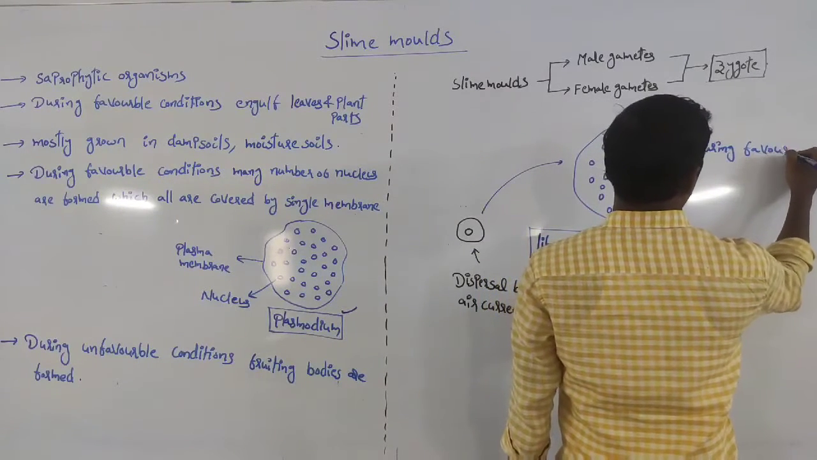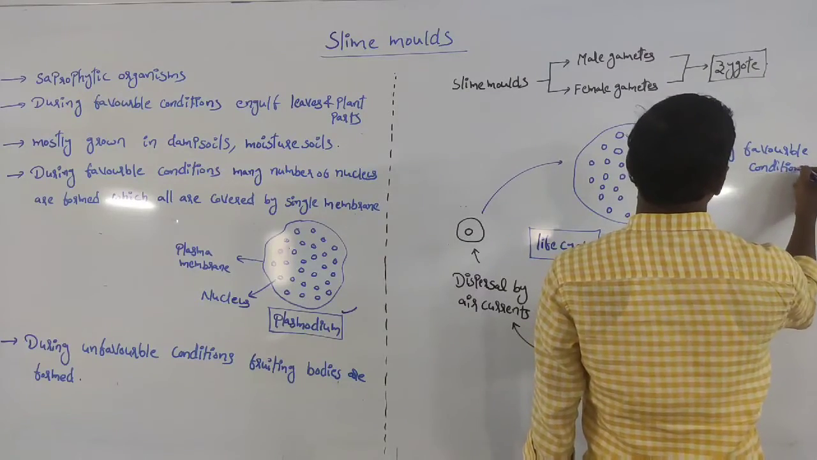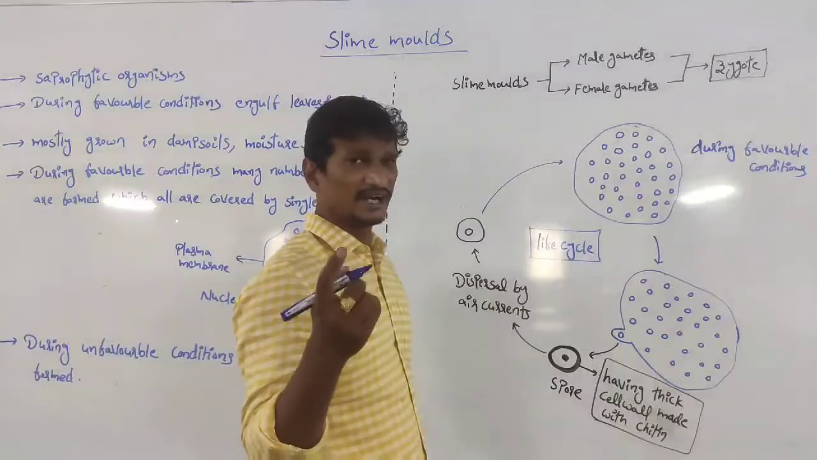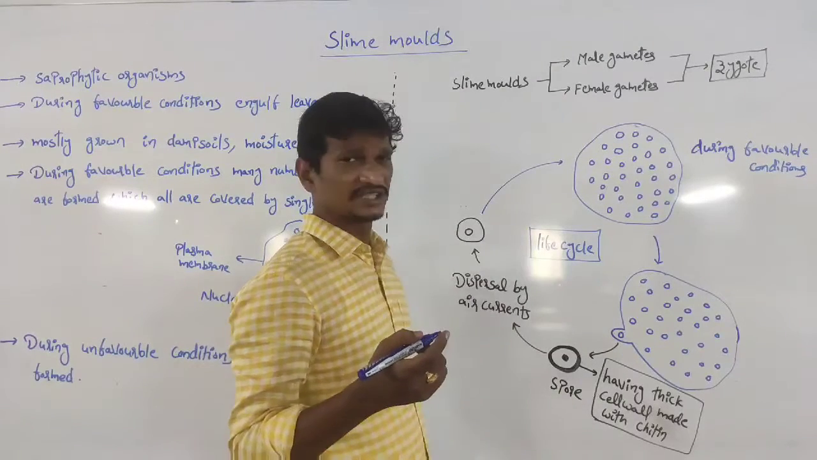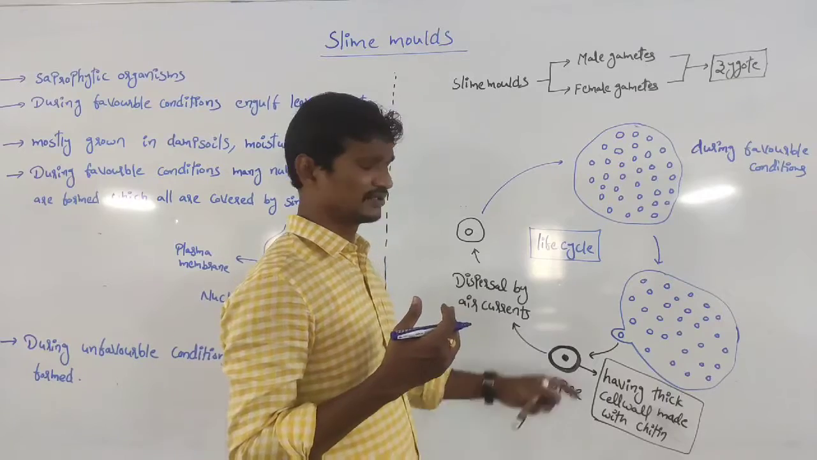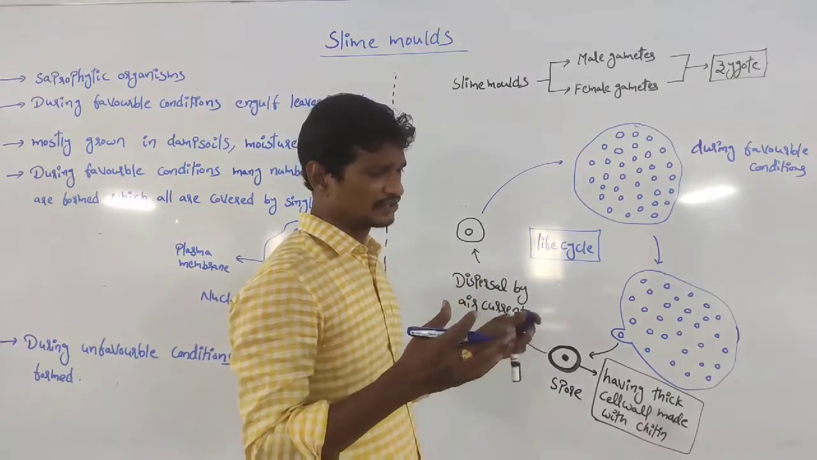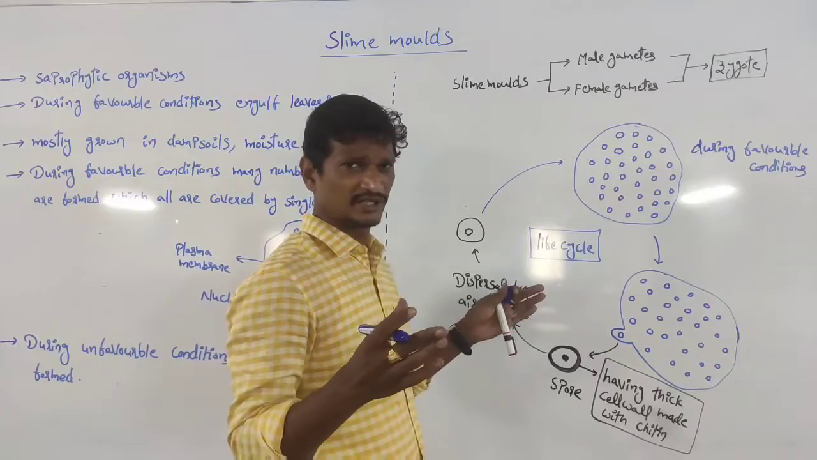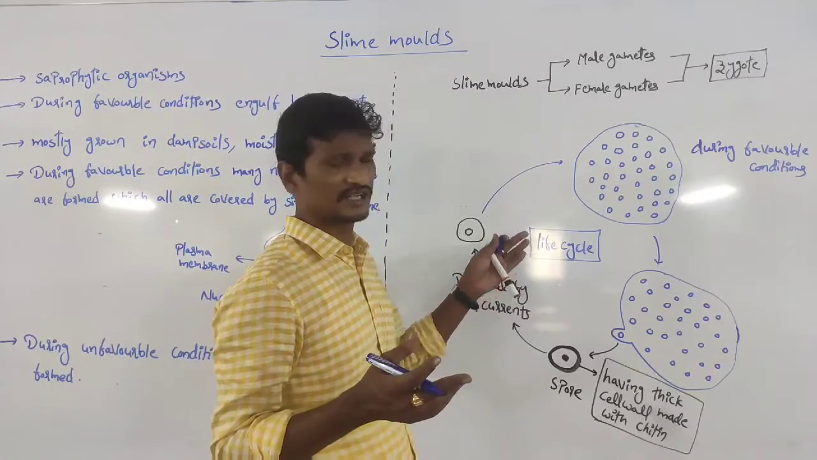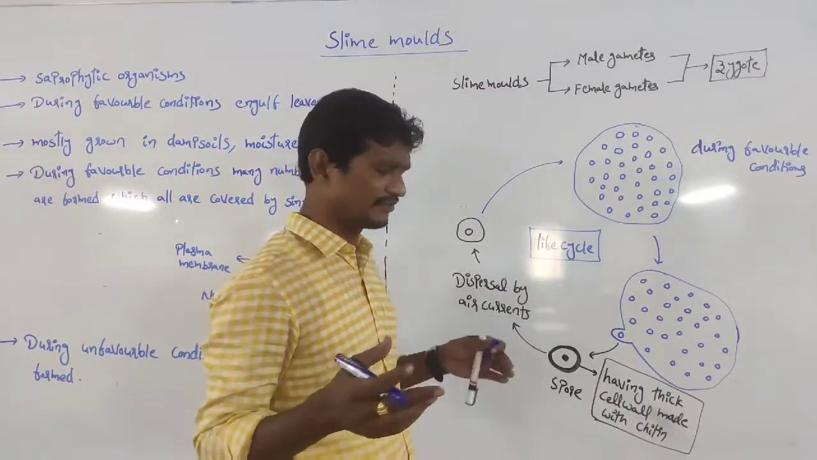During favorable conditions, many nuclei are formed, and all these nuclei are covered by the single membrane. Remember all of you, this structure can spread up to several feet during favorable conditions, because cell division continuously takes place and the cytoplasm content increases. More energy is available. That's the reason why the structure spreads up to several feet.